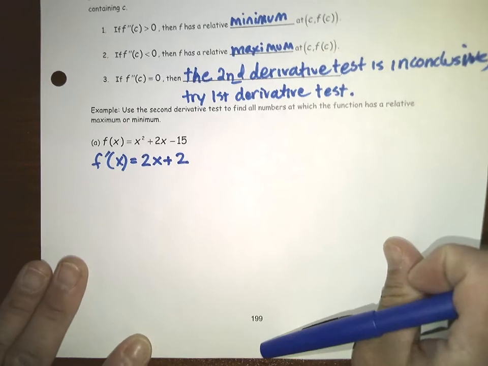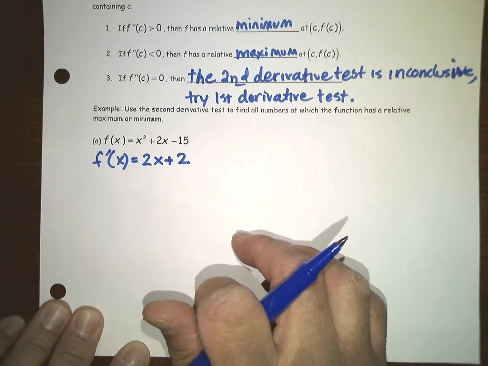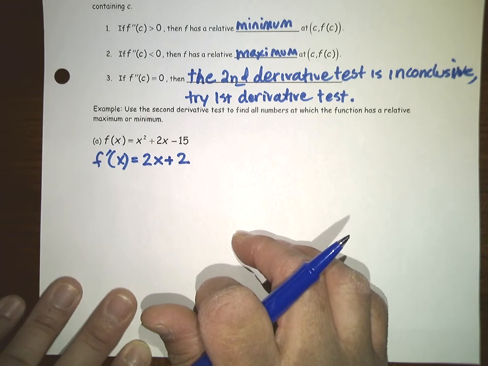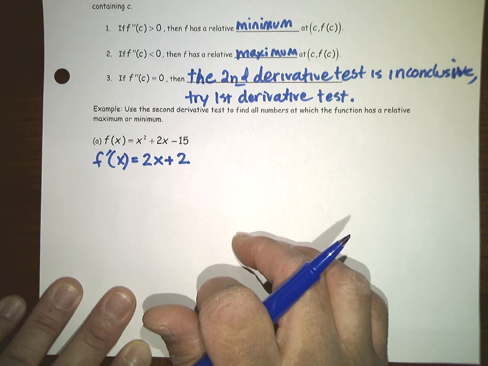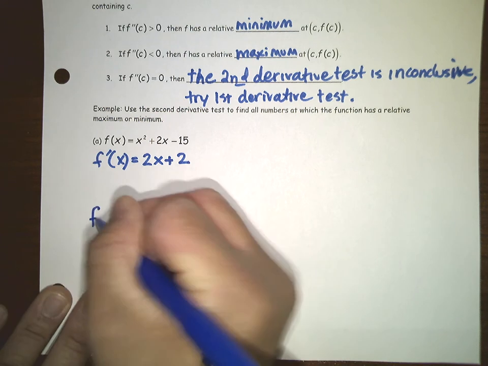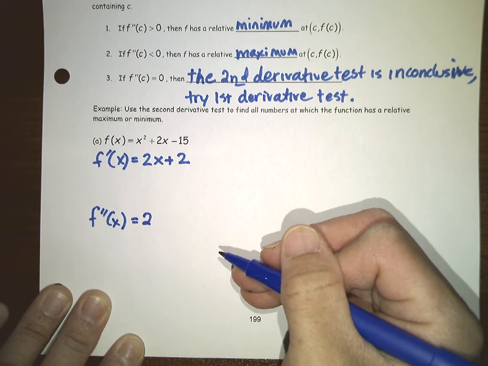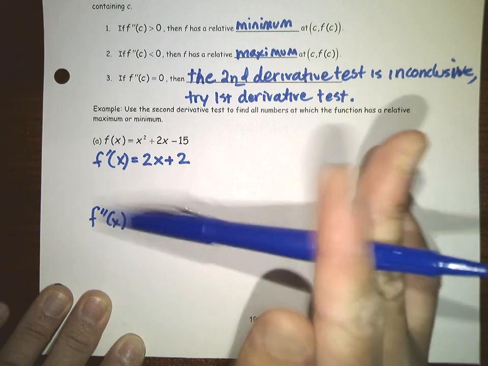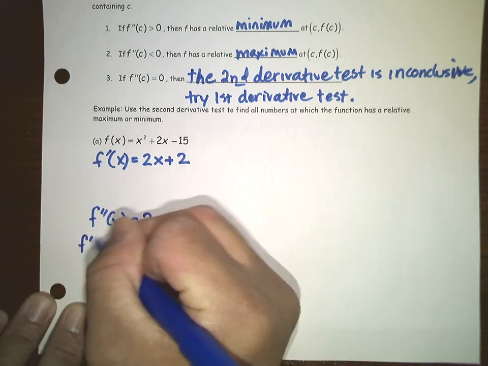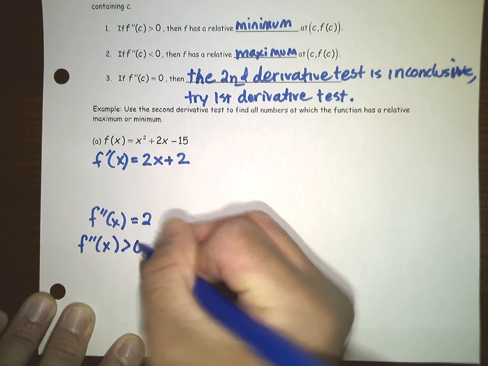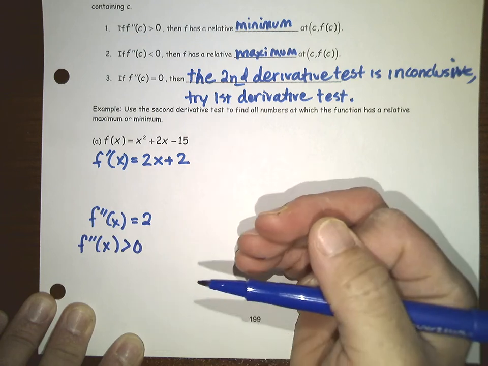And then try to remember one thing, that we need to find the second derivative. All right, so the second derivative is 2. So that means that this second derivative, f double prime of x, is greater than 0 because 2 is greater than 0.